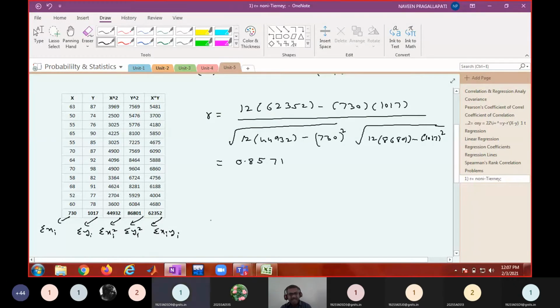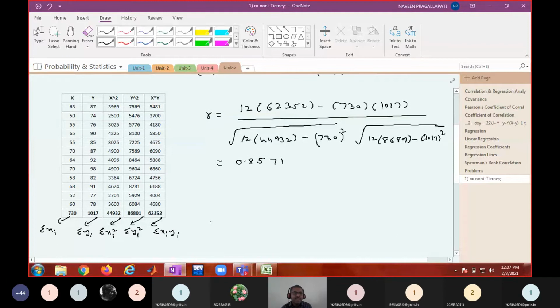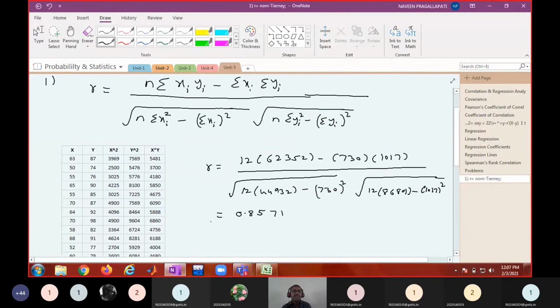And there may be books that do it in a different way. I think this is the simple formula. Better you use this formula, so that without any confusion you will get the value of R easily. Shall I proceed?